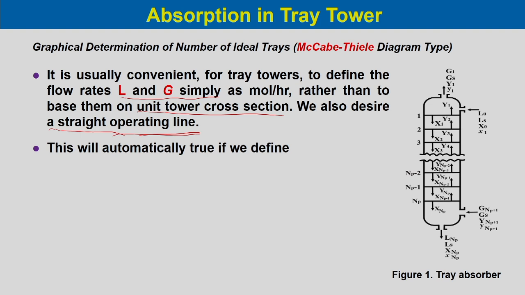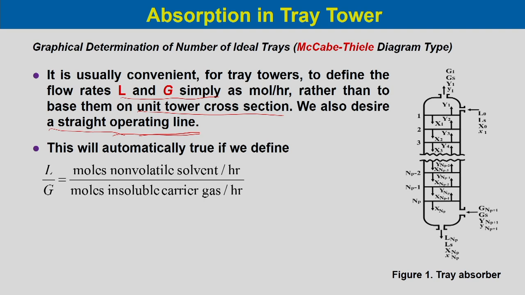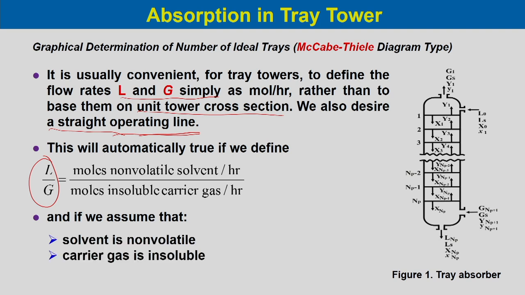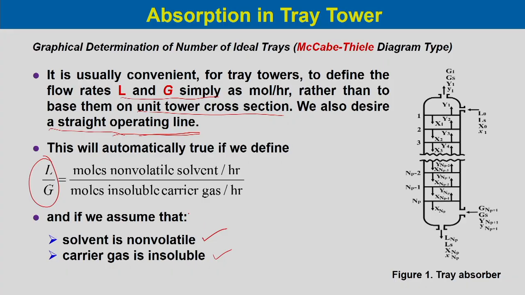This will automatically be true if we define L by G as moles of non-volatile solvent per hour divided by moles of insoluble carrier gas per hour. So, this is L by G, if we assume that the solvent is non-volatile and the carrier gas is insoluble. If we have a mixture of certain components like oxygen and nitrogen, and we consider nitrogen inert for the solvent, nitrogen is insoluble and oxygen is the only soluble one. Then if we take a solvent which does not vaporize, essentially non-volatile in nature, this energy balance will be automatically satisfied and L by G remains constant.